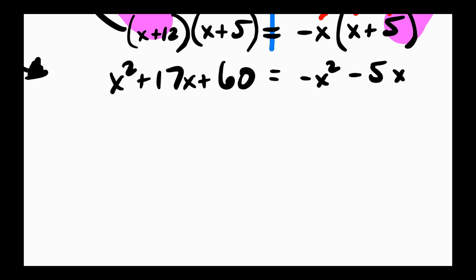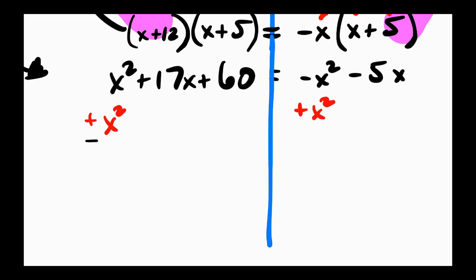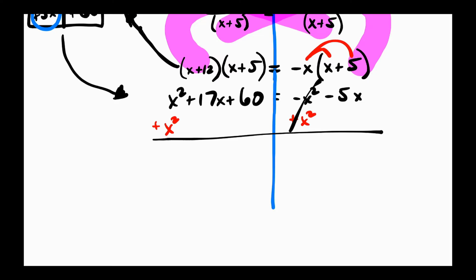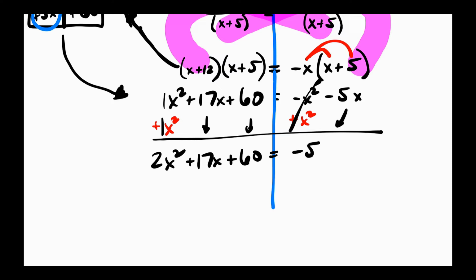Okay, so I'm going to add x squared to both sides. When I do that, this side cancels out. I get 1x squared plus 1x squared makes 2 of them now. Bring everything else down. Okay, one more step to set it equal to 0. Add 5x to both sides.